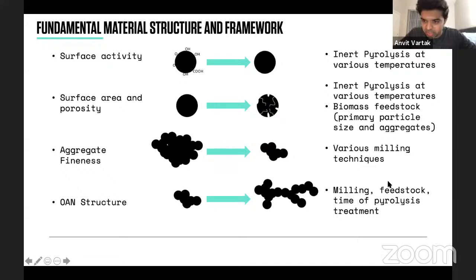It changed due to milling. It changed also when we changed the feedstock. So it is also dependent on the feedstock and time of pyrolysis treatment in the heat treatment unit.